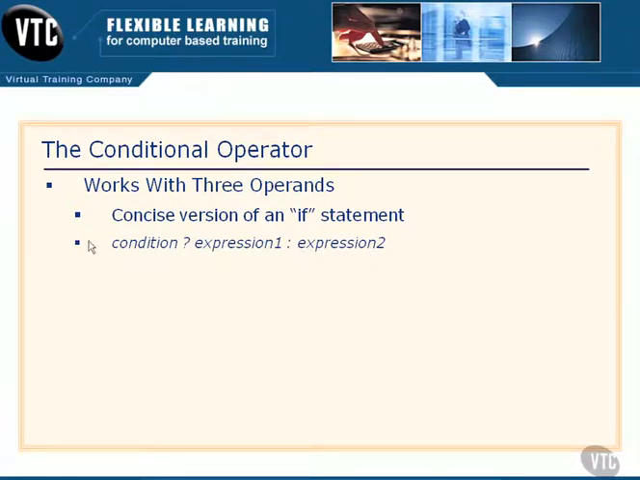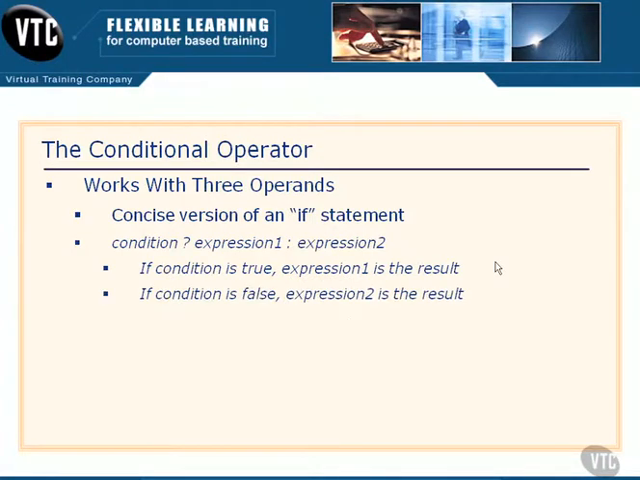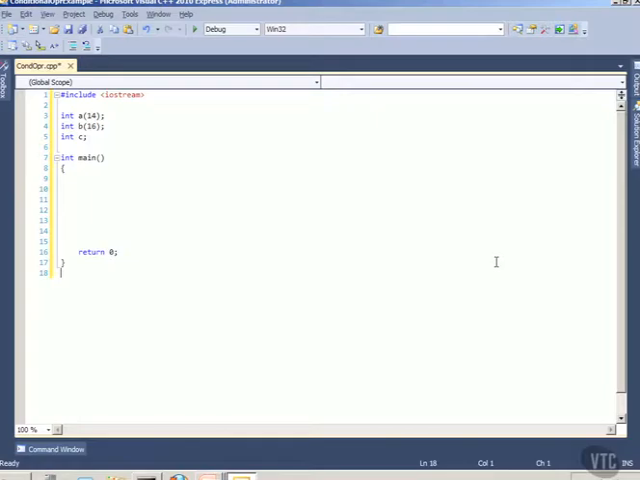Now usually you'll see a variable and an equal sign in front of this, and that's the example that I'm going to show you in just a few minutes. So if the condition is true, expression 1 is the result, and if the condition is false, then expression 2 is the result. And so let's just jump out and do a quick demo here and show you what this looks like.